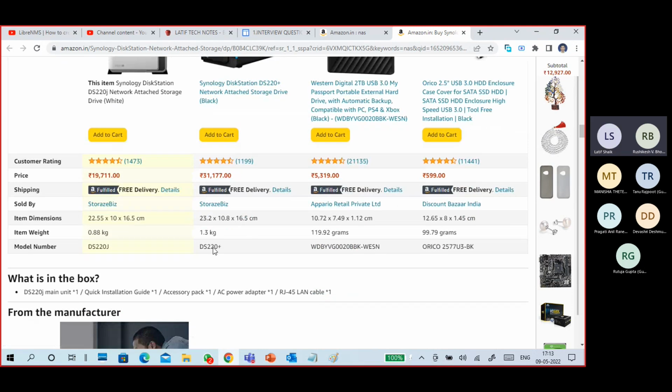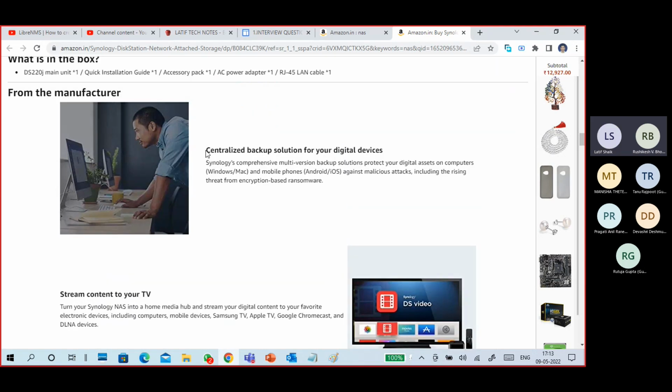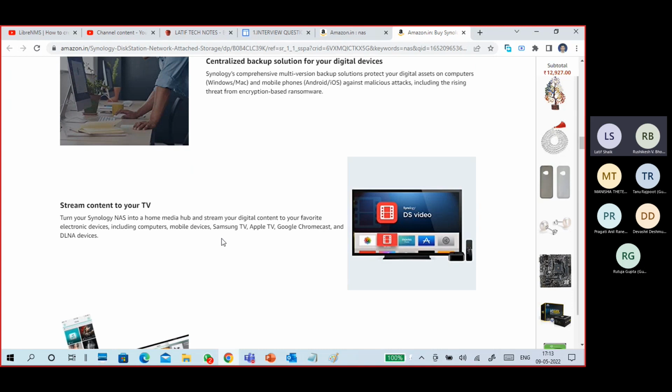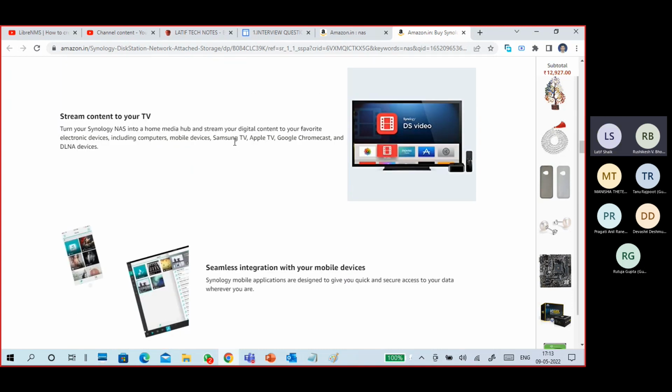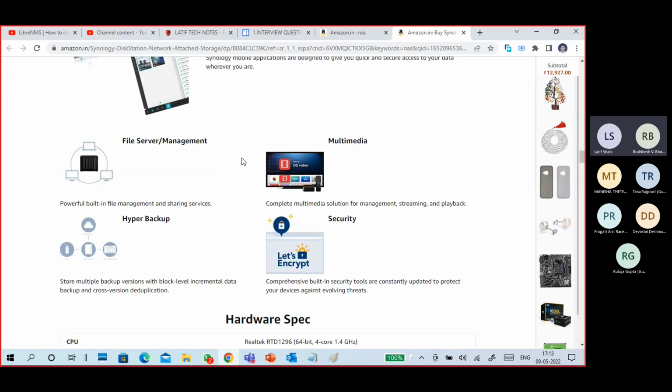Okay, I want to show you how it is. It is a centralized backup solution for your digital devices. You have an Android mobile phone and laptops. You want to store data or you want to store your backup. You have a lot of pictures and videos to store in a centralized location.